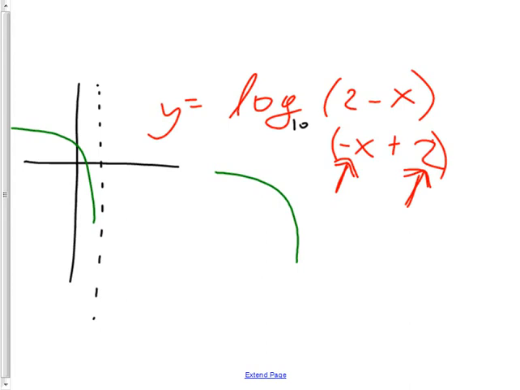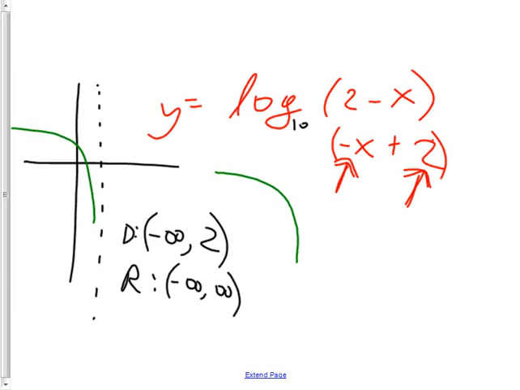I'm going to now finish by just saying the domain and range. The domain is from negative infinity up until I hit 2. And then the range is no limit on range, I mean negative infinity to positive infinity. Okay, we'll do another one after lunchtime.